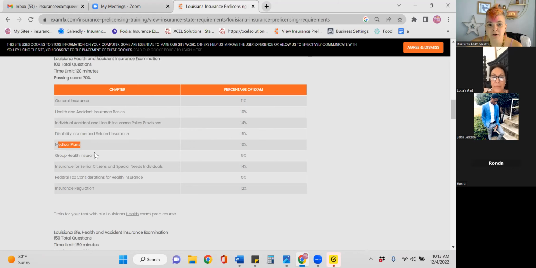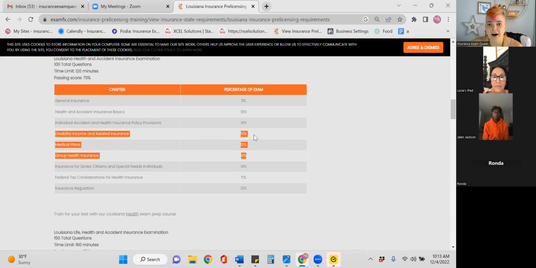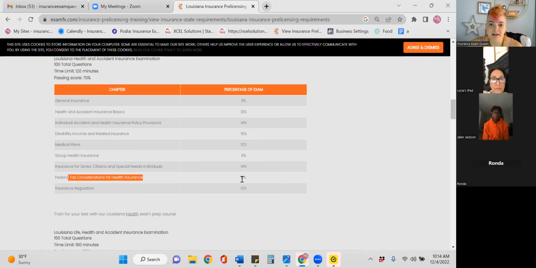Then we're going to be doing medical and group. Actually, we're doing all of these in one section today. That's another 15, 10, 9%. And we're doing senior citizens as well at 14%. If you focus on those chapters, you're going to do really, really well to be able to get that 70% that you need.